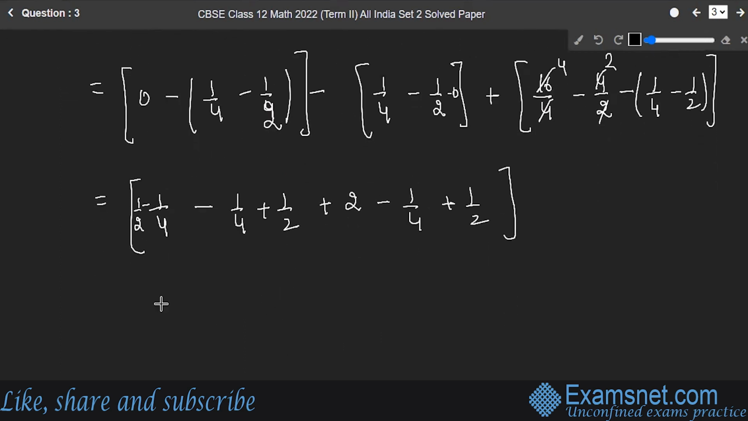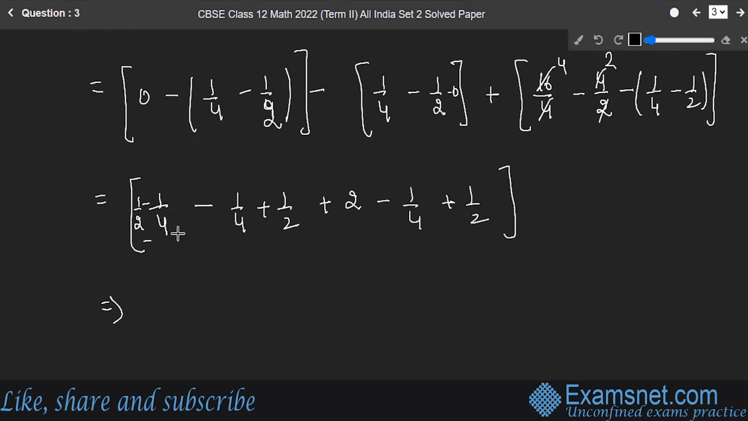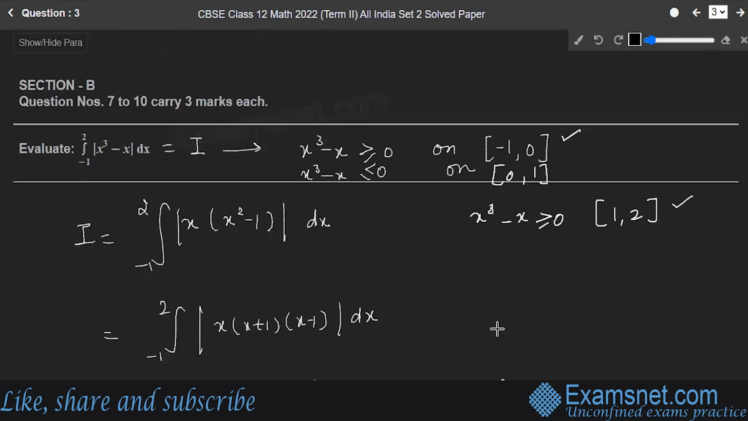Okay, so now let's concatenate the terms. This is 3 by 2 minus 3 by 4 plus 2. That is equal to 11 by 4. So this is the answer to the question. The integral value comes out to be 11 by 4. Hope you got that.